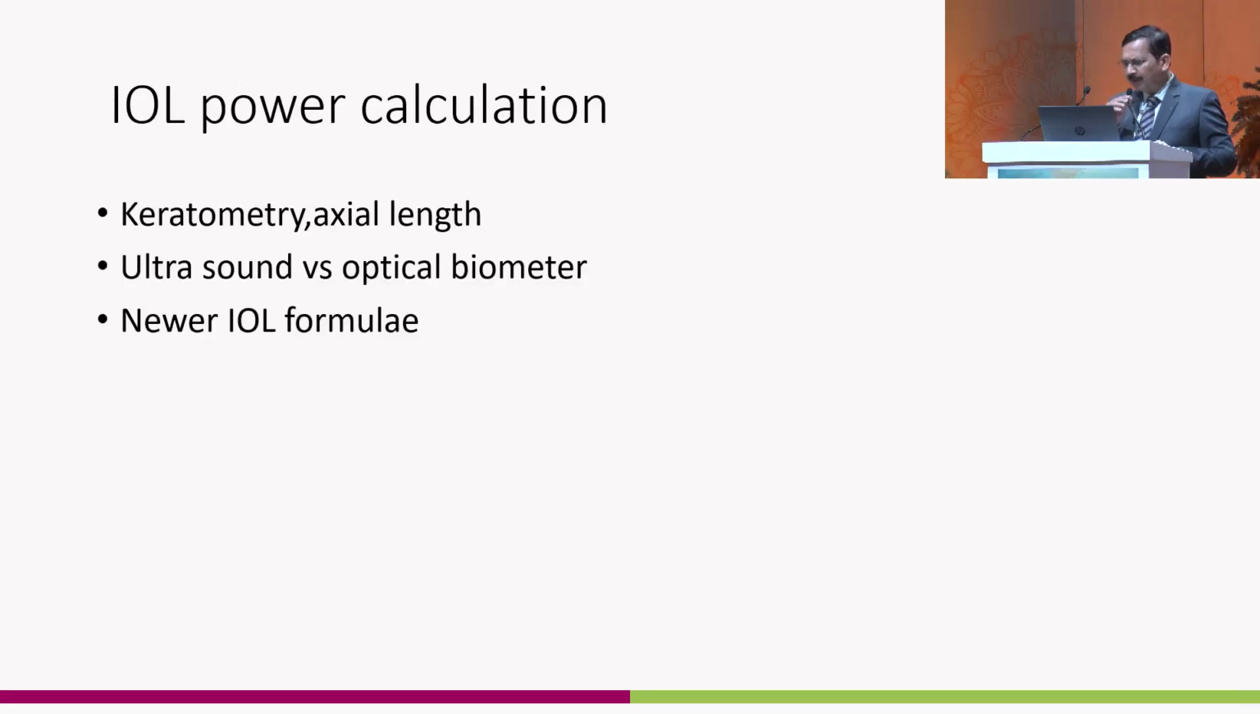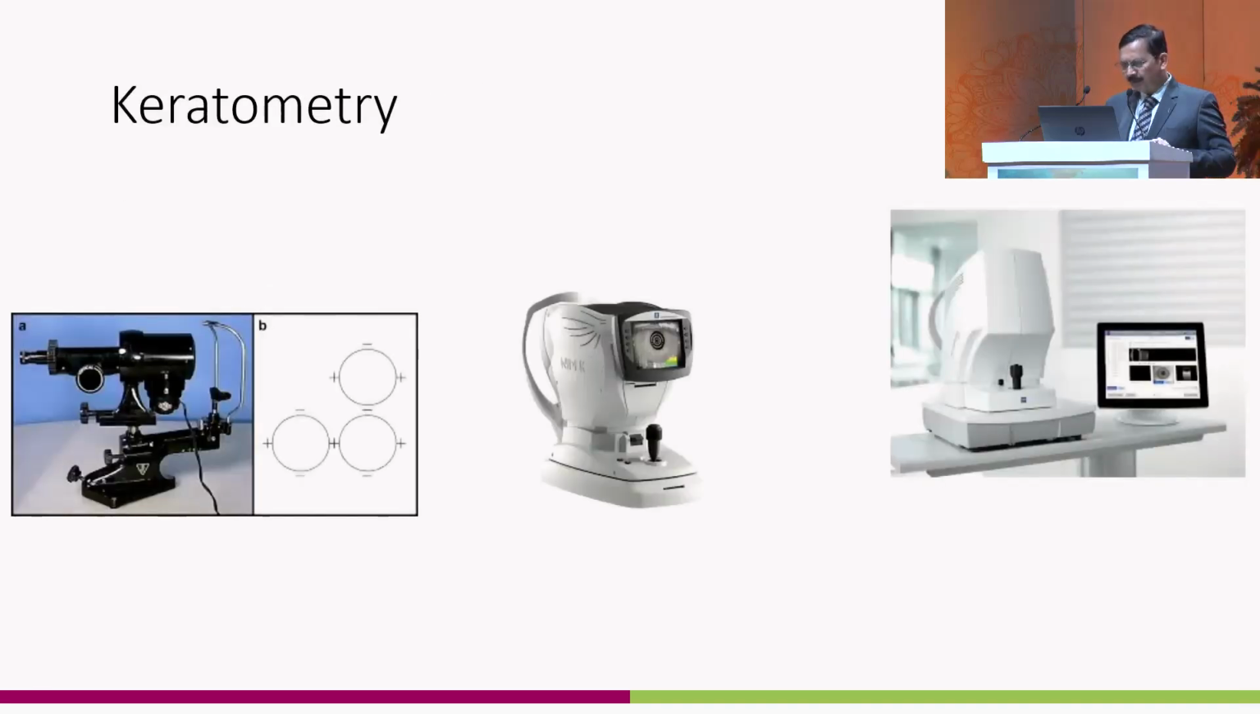IOL power calculation, which has already been dealt with nicely in the first talk, is of paramount importance because the patient comes to us for visual recovery, and the visual recovery mainly depends on this. Whatever method works well in our hand for regular cataract surgery is okay. A lot of newer IOL power calculation formulae are available, but as Dr. Ramesh said, the Barrett's Toric IOL power calculation is the best.